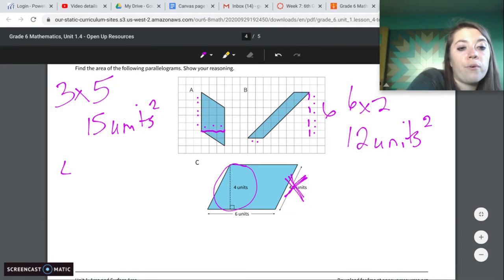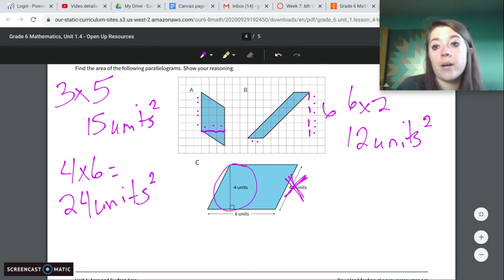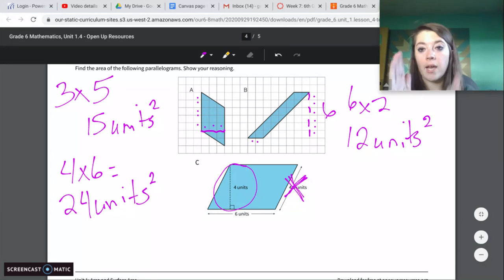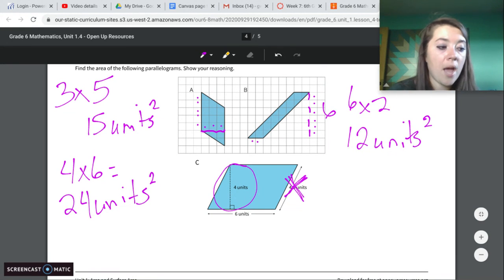So we're going to do 4 times 6, which gives us 24 units squared. So there's our area. If you would have done the 4.5 times 6, it would have given you a completely different answer and it would have been wrong. We don't use the slanted height for this. We use the perpendicular height, so the totally vertical or horizontal, depending on how your parallelogram is shifted, okay?